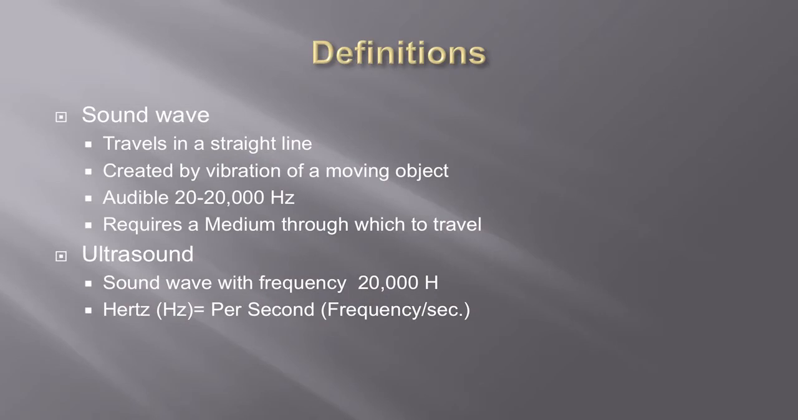Okay, so to create that sound wave, we use electrical current to vibrate crystals in what's known as a transducer. Don't call it a probe, okay? Probe goes into the anus, the transducer actually creates an image for you. So don't call it a probe, it'll anger me. All right, so it's about 20,000 hertz is what we vibrate those crystals at, and we send it through a medium.